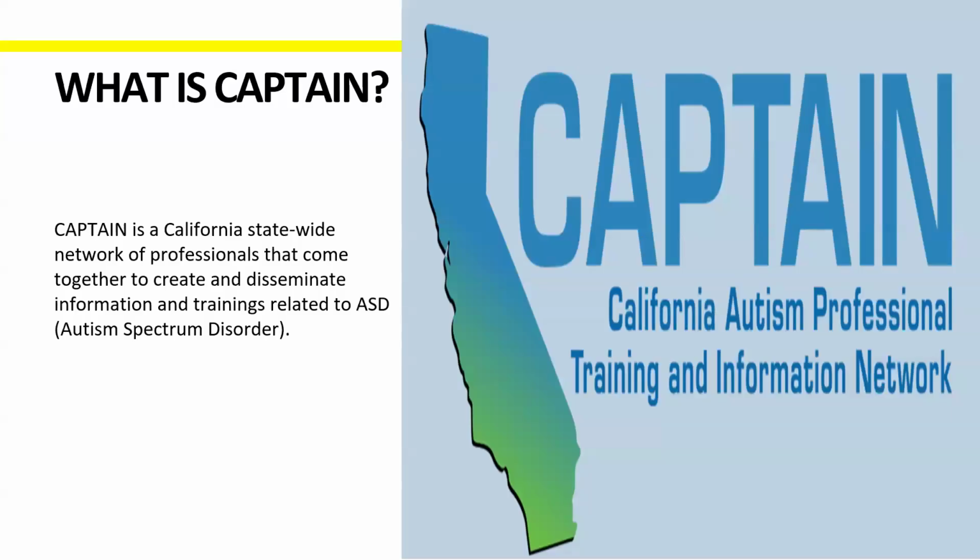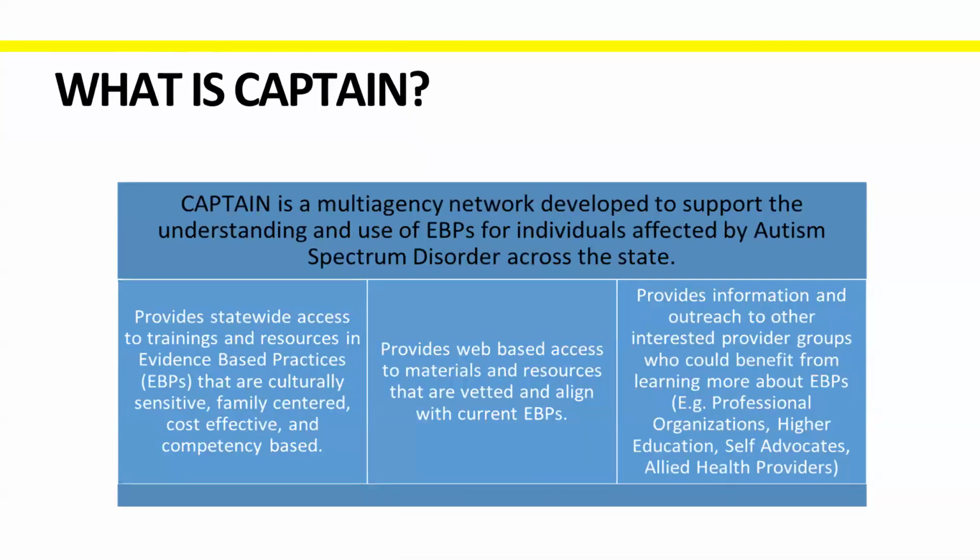So what is Captain? Captain stands for California Autism Professional Training and Information Network. It's a statewide network of professionals that come together to create and disseminate information and trainings related to autism. Captain's a multi-agency network developed to support the understanding and use of EBPs for individuals affected by autism spectrum disorder across the state of California. And something that's really cool about Captain is that it's specific to California. So other states might have programs that are similar to Captain, but no other state has Captain.